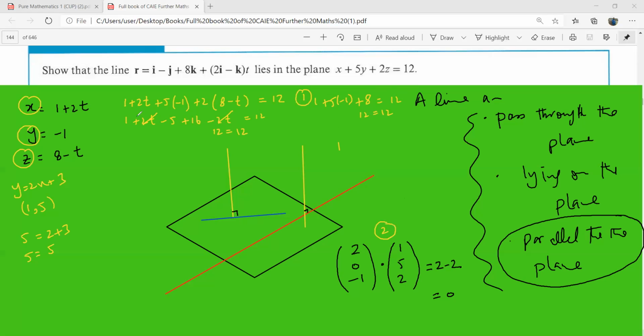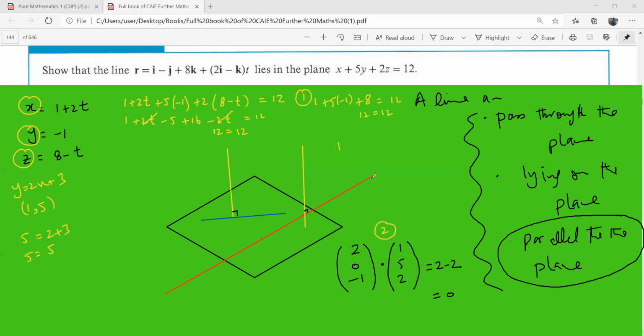Like you check if the point lies on the plane, and then you check if their directions are perpendicular to each other. And this can be done in one step if you just put the whole of these parametric equations x, y, z into the plane, you end up with an identity.